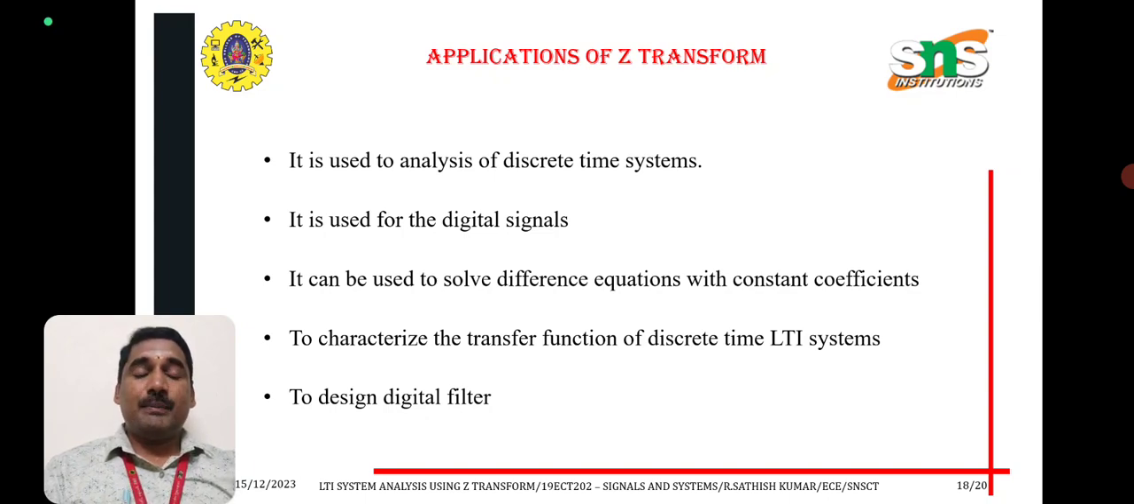Next we can see the applications of Z transform. It is used for analysis of discrete time systems. It is used for digital signals. It is used to solve difference equations with constant coefficients, to characterize the transfer function of a discrete time LTI system, and to design a digital filter.